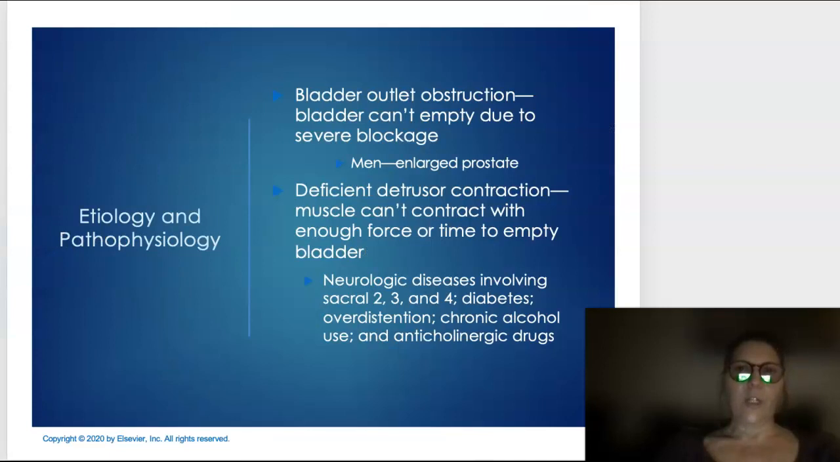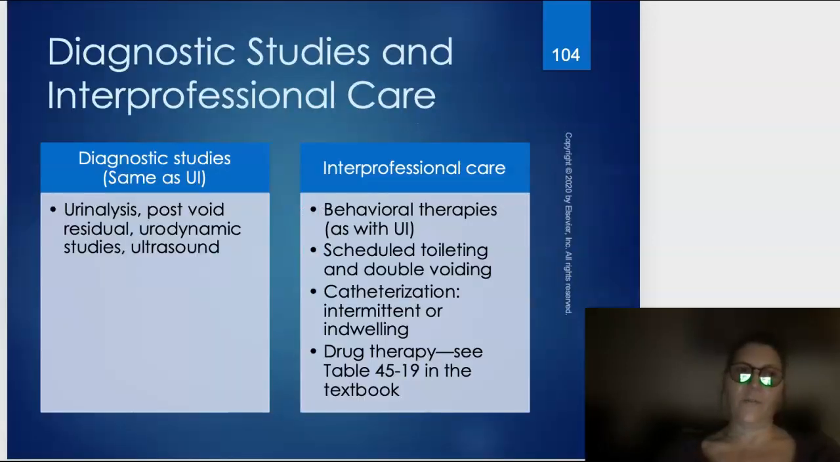Bladder outlet obstruction is where the bladder can't empty because there's a blockage, like in men, if there's a big prostate, urine can't get around. Or a deficient detrusor contraction, where the muscle can't contract with enough force to empty the bladder. Causes include neurological diseases involving sacral 2, 3, and 4, diabetes, overdistension, chronic alcohol use, or anticholinergic drugs. For diagnosis, we're going to do a urinalysis, post-void residual, urodynamic studies, or an ultrasound.